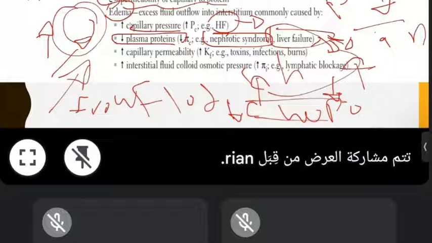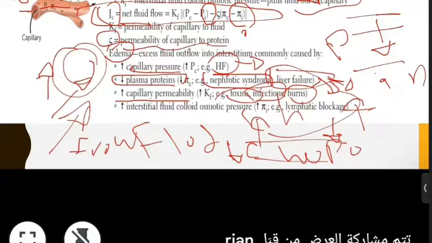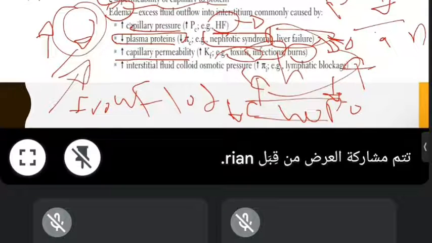Now, if there is an increase in the capillary permeability, this will pull the fluid and also proteins outside of the capillary. Okay? This happens, for example, with toxins, infections, and burns. We know that these diseases will increase the capillary permeability. So the proteins go out of the capillary to the interstitial fluid, and also the water, the fluid in the blood vessel, will go out of the capillary, so you will have edema.